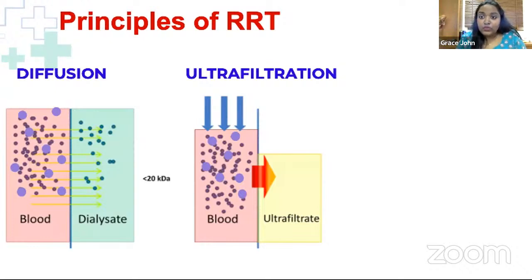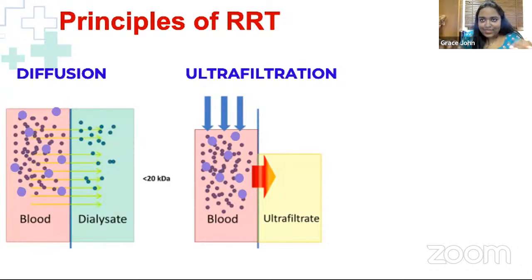There is no solute movement from one place to the next, from the high concentration to the low concentration. So you put a pressure to the blood that is flowing through the unit. And because of that pressure, the fluid just goes into the next compartment, and that becomes your ultrafiltrate. Okay, so now you know the difference between diffusion and ultrafiltration.